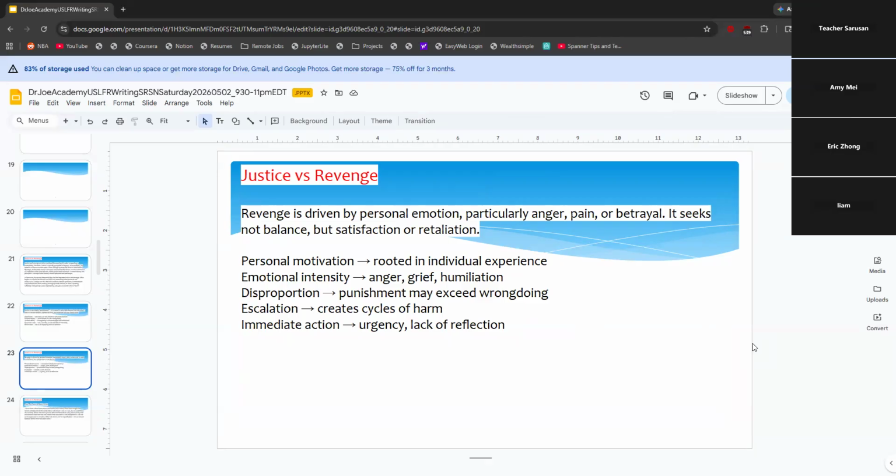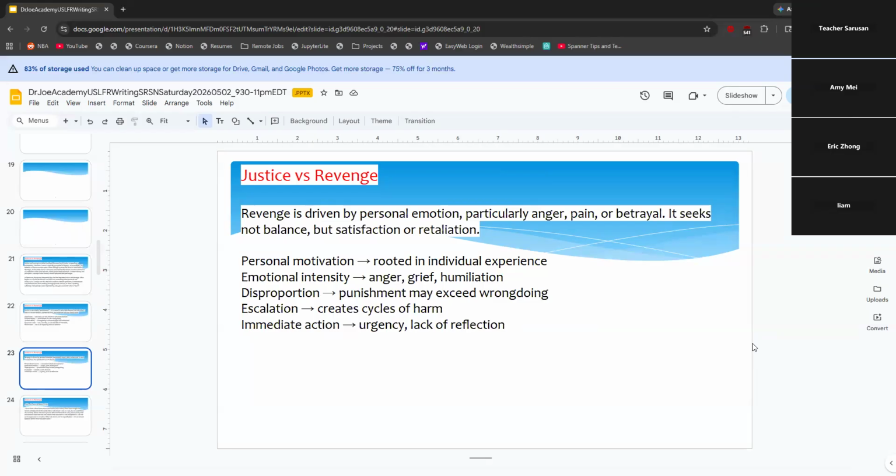Revenge is driven by personal emotion, particularly anger, pain, or betrayal. It seeks not balance, but satisfaction or retaliation. Personal motivation, rooted in individual experience. Emotional intensity, anger, grief, humiliation. Disproportion, punishment may exceed wrongdoing. Escalation, create cycles of harm. Immediate action, urgency, lack of reflection.